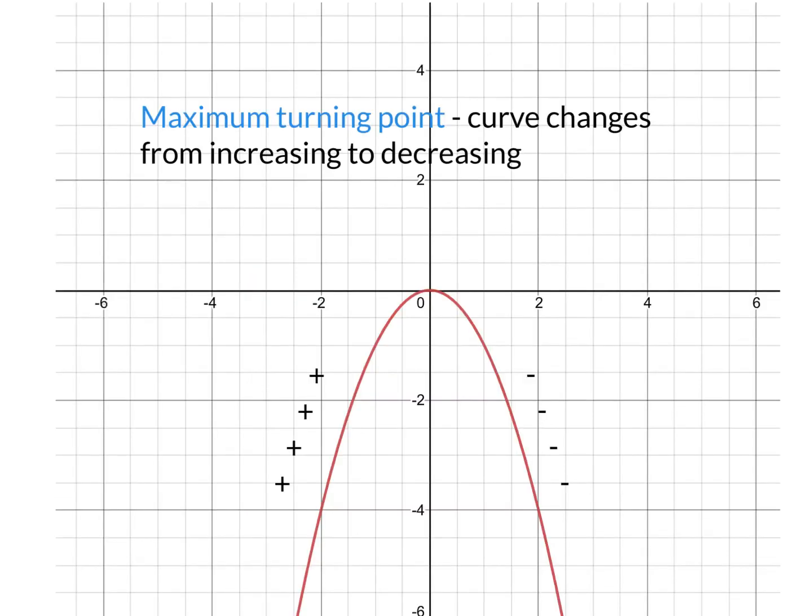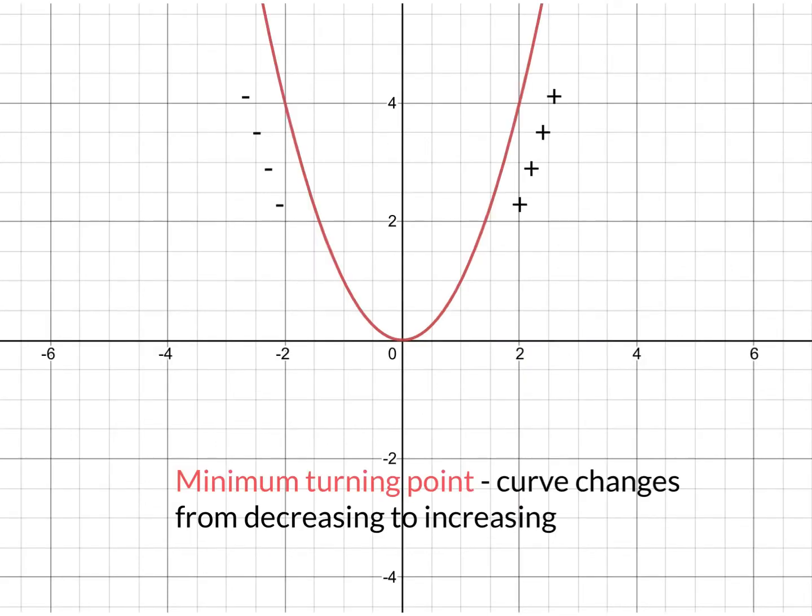So the first one was a maximum turning point where the curve changes from increasing to decreasing. And so you can see on the left, we have all positive gradients, so increasing. We have our stationary point or our turning point. And then on the right, we have decreasing, so negative gradients.